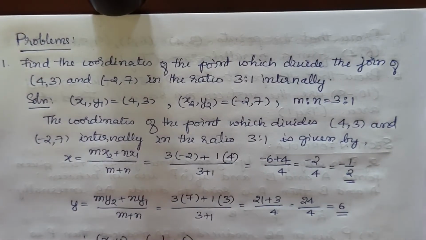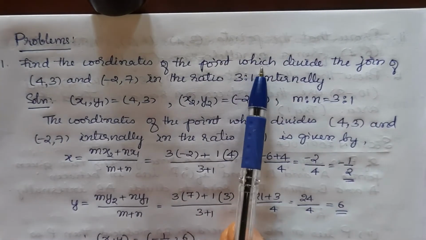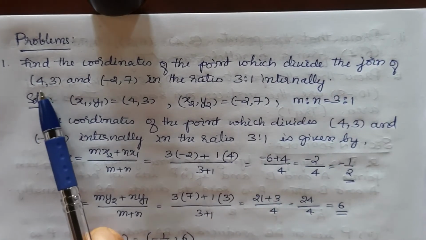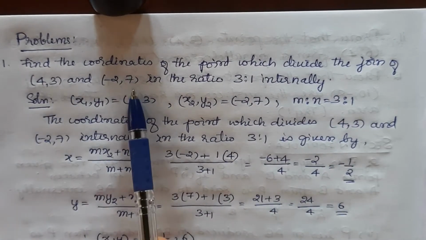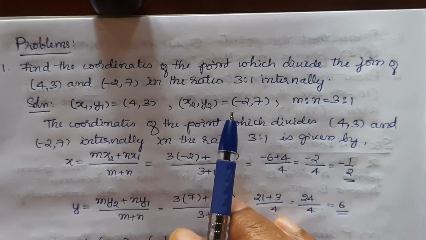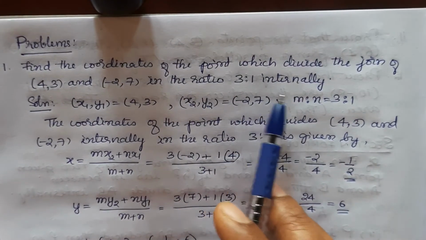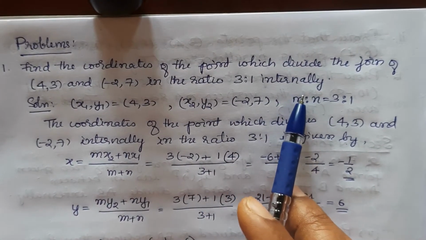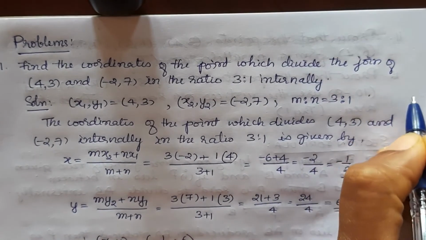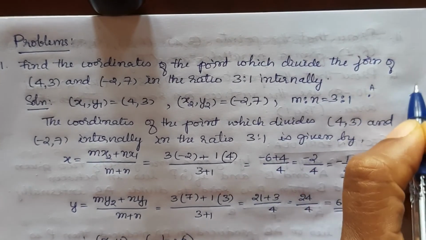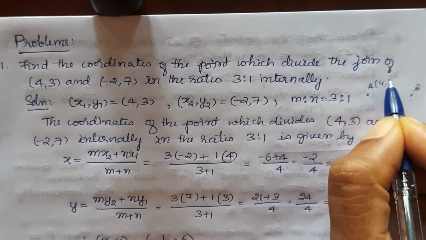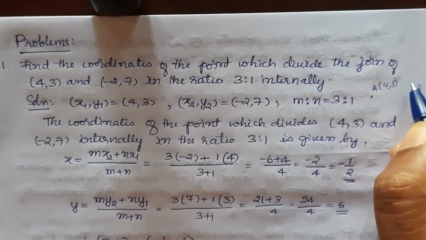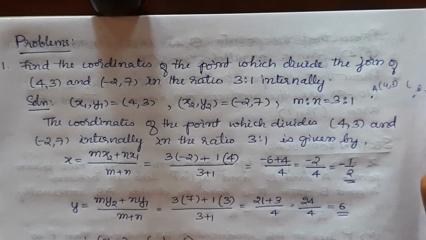We'll move on to problems now. Find the coordinates of the point which divides the join of the points 4, 3 and minus 2, 7 in the ratio 3:1 internally. That means I am given 2 points A and B. The coordinates of A are 4, 3. The coordinates of B are minus 2, 7.